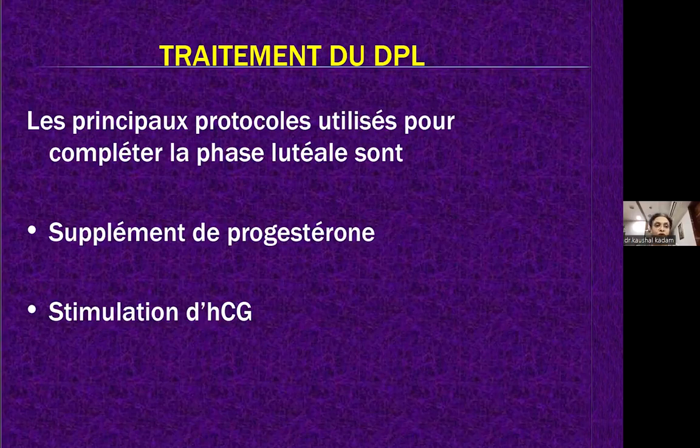It induces proliferation and differentiation of the stromal cells. It prepares the endometrium for the blastocyst implantation and controls the endometrial development. And it is indispensable for establishment and maintenance of pregnancy.